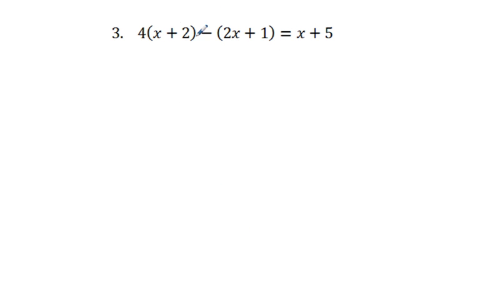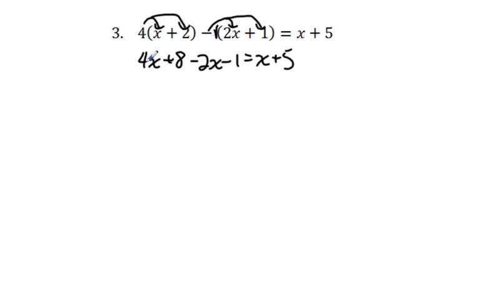Next problem, we have multiple x's, we have parentheses, so we have to distribute anything outside the parentheses. So we got 4 times x is 4x, 4 times 2 is 8. Here we have a negative 1. This is understood. If there's nothing there, it's understood to be a 1. So it's negative 1 times 2x is negative 2x. Negative 1 times 1 is negative 1.